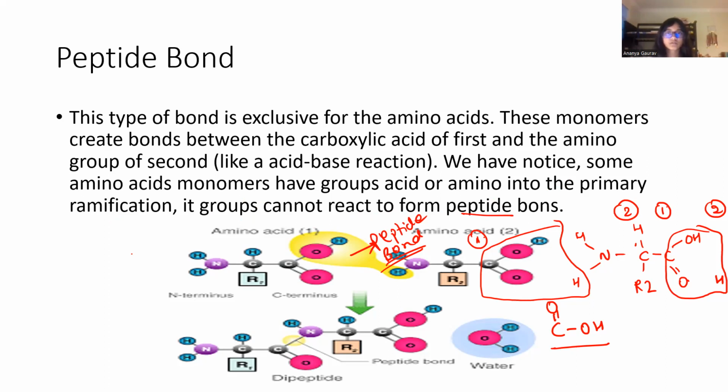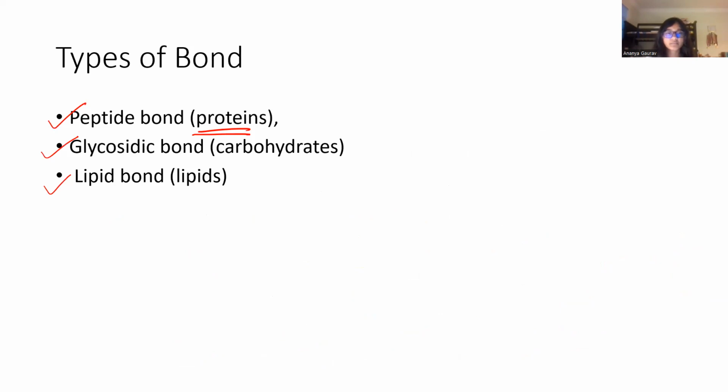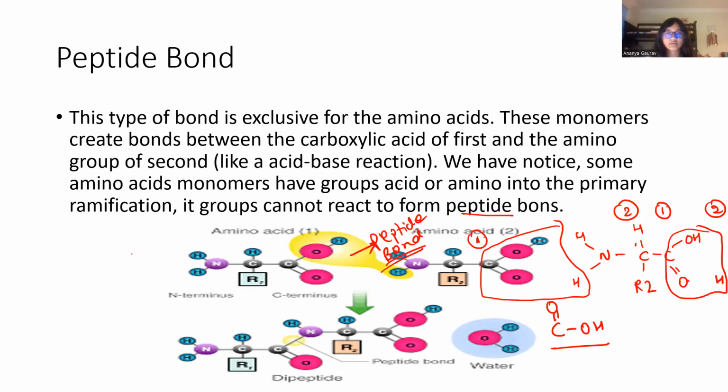Clear? Otherwise, the majority of amino acids make a peptide bond, but there are some exceptions. Very few, the majority make peptide bonds. Very few amino acids can't make peptide bonds.